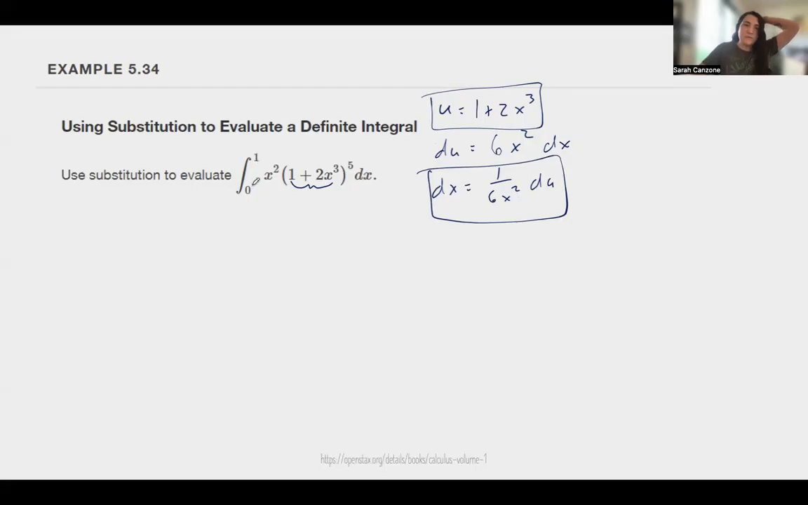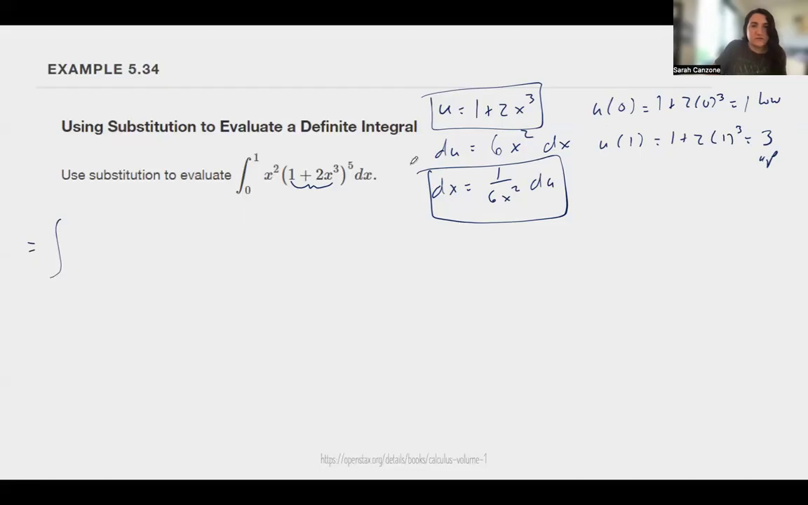But now to plug back in, what we have to do is change our bounds. And so here's our u function. What we have to do is evaluate at 0 and at 1. So u at 0 is just plugging in 0. So that's 1 plus 2 times 0 cubed, which is just 1. And then u at 1 is 1 plus 2 times 1 cubed. 1 cubed is 1, times 2 is 2, plus 1 is 3. So these are our new bounds. So this is lower, this is upper.